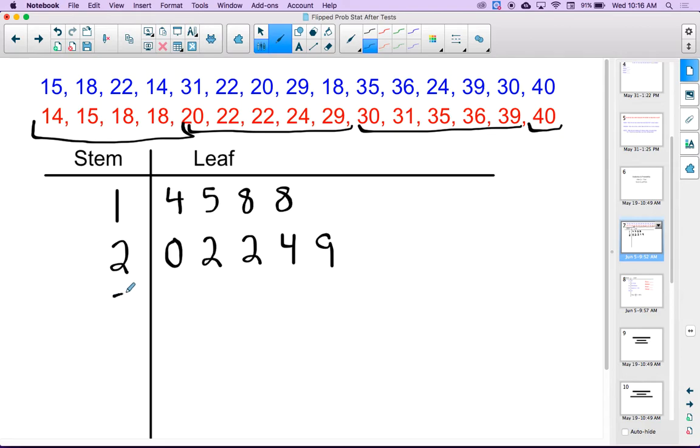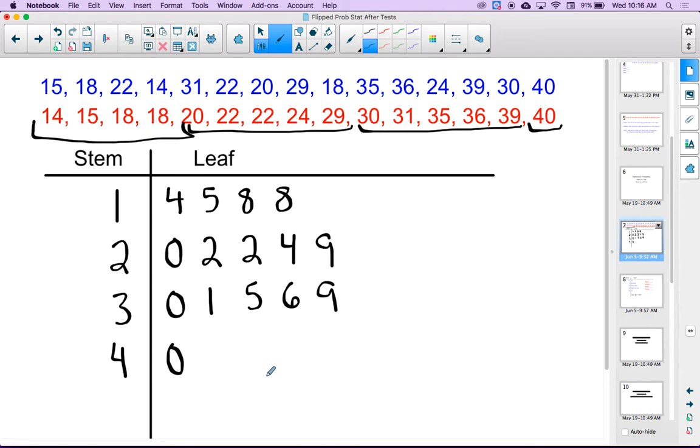Our next stem are the 3s, or the 30s. Our leaves are 0, 1, 5, 6, 9. Again, I'm paying careful attention to my spacing. I'm also not using any commas. My final stem is 4, and the only leaf is 0. So this is a stem and leaf plot.